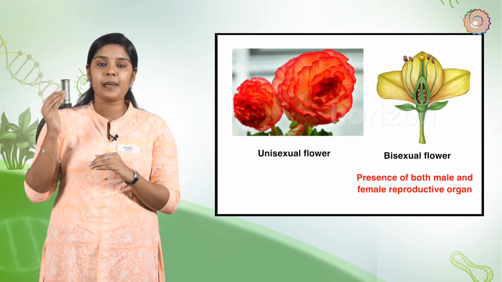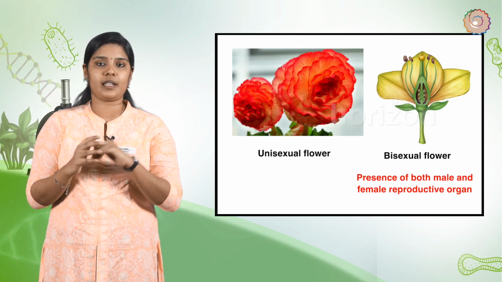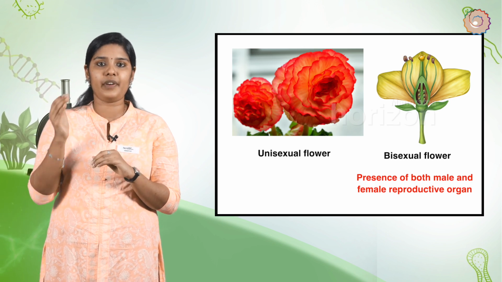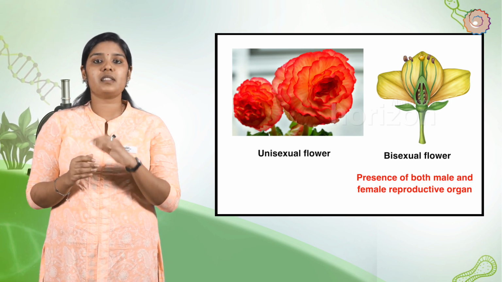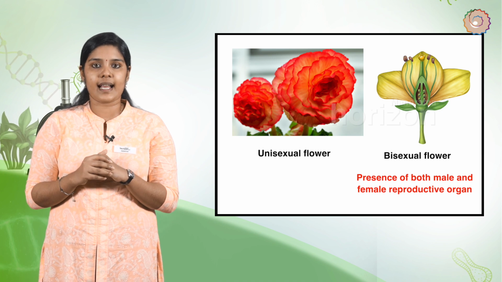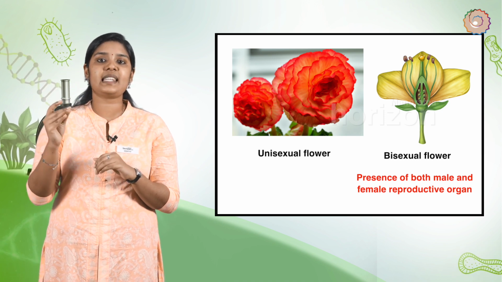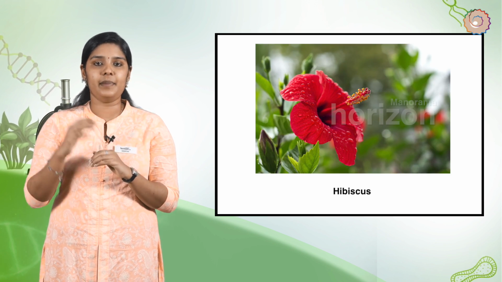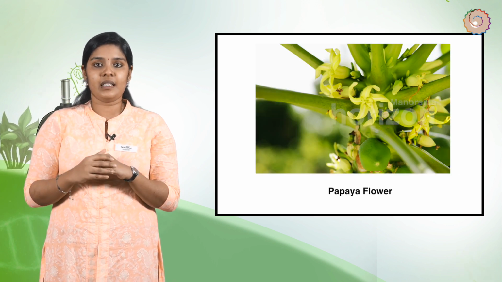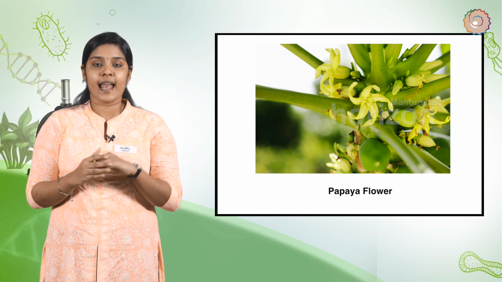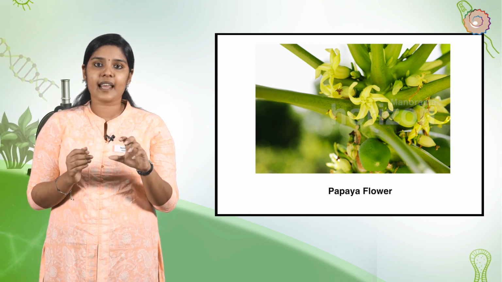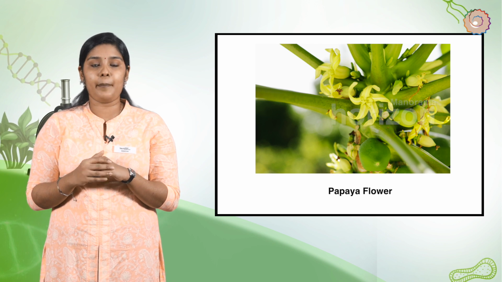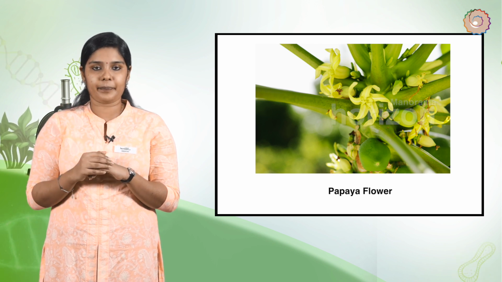The flowers may be bisexual or unisexual. A bisexual flower is a flower that contains all four parts: petals, sepals, stamens and pistils. For example, mustard and hibiscus. In some cases, the flowers may be unisexual, that is, having either stamens or pistil. For example, papaya and watermelon.